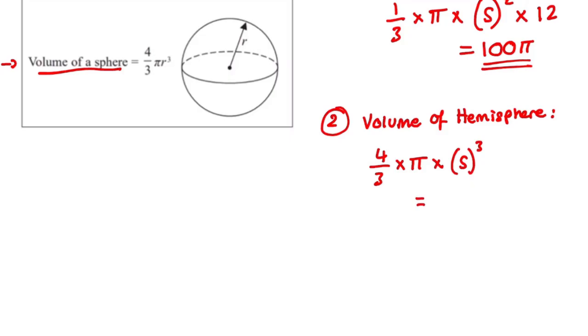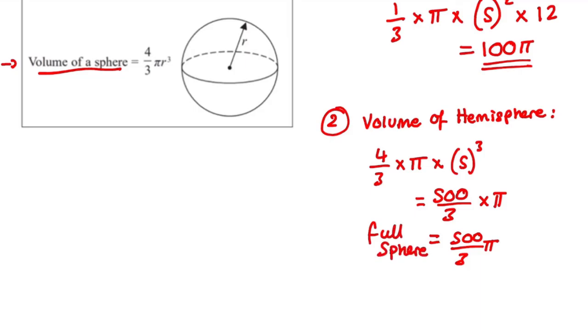Now, if we work this out, 4/3 multiplied by 5 cubed, that's going to get us an answer of 500 over 3. And then if we multiply that by pi, that's going to get us an answer of 500 over 3 pi. And this is your volume of the full sphere.